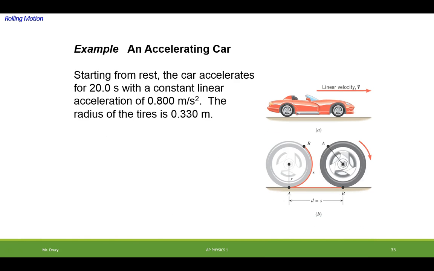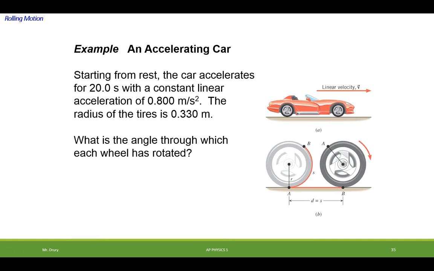Let's give an example of this. Starting from rest, a car accelerates for 20 seconds with a constant linear acceleration of 0.800 meters per second squared. The radius of the tire is 0.330 meters. What is the angle through which each wheel has to rotate? Okay, so now we're starting with linear terms and we're trying to get angular terms. So it's the exact opposite of what we did before.